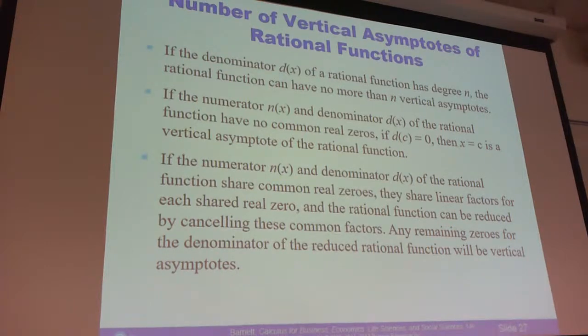and I'll read these real quick. For vertical asymptotes, if the denominator of a rational function has a degree n, the rational function can have no more than n vertical asymptotes. If the numerator and the denominator of the rational function have no common real zeros, if d of c equals 0 and x equals c is the vertical asymptote of the rational function. If the numerator and denominator share common real zeros, they share linear factors for each shared real zero, and the rational function can be reduced by canceling these common factors. Bottom line is simplify first: factor the top, factor the bottom, then decide if there's any vertical asymptotes.